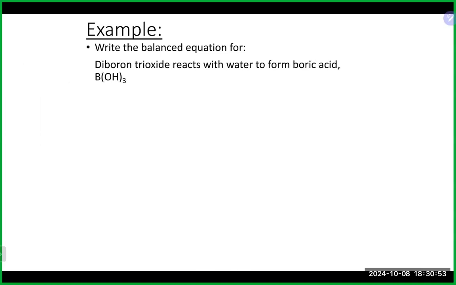Try a few more here, just to make sure. Write the balanced equation: diboron trioxide reacts with water to form boric acid. So diboron trioxide, that is a type 3, with some prefixes, so that should be B2O3, plus water, which we should know, right, is H2O, forms our boric acid. So that would be our unbalanced equation there. So balance that one up, see what you get.